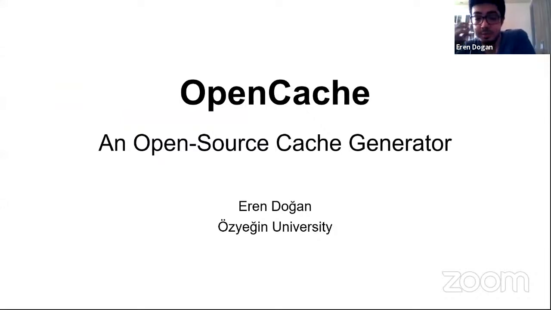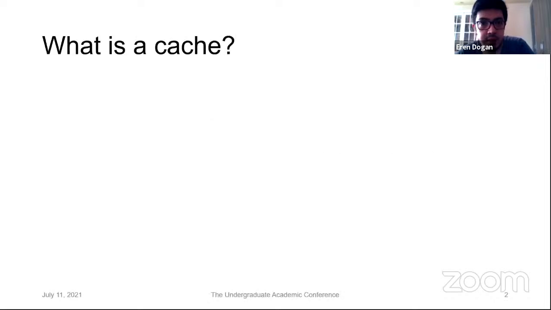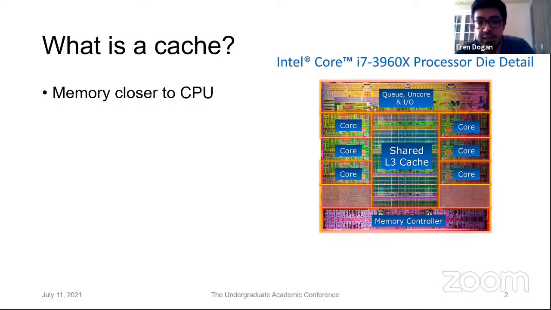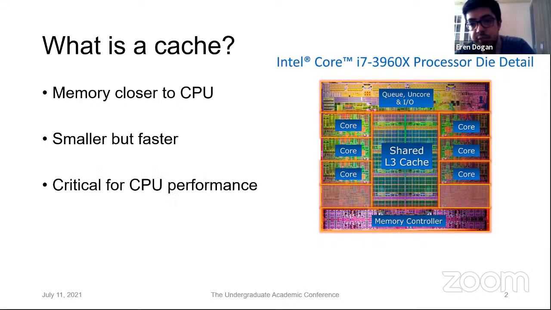My name is Eren. I'm from Özyeğin University, a junior CS student. And my paper is OpenCache, an Open Source Cache Generator. So let's begin with the definition of a cache. A cache is basically a memory closer to the CPU than DRAM or the hard drive. It's smaller but faster, and it is critical for CPU performance because the CPU is limited by the memory bottleneck, because registers are much faster than memories. So this is very critical.